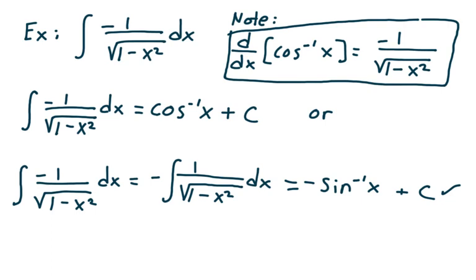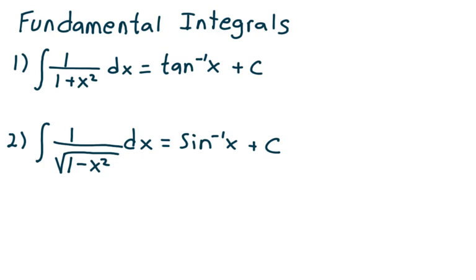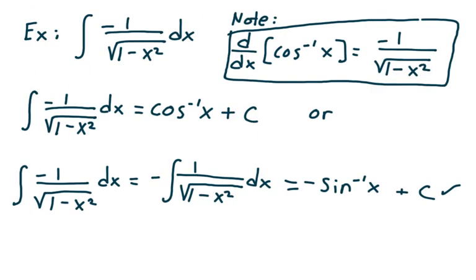Or if I have the integral of negative 1 over the square root of 1 minus x squared dx, I can pull the negative out. That is legal. And then I'm integrating 1 over the square root of 1 minus x squared dx. But if you go back to number 2, the integral of 1 over the square root of 1 minus x squared dx is arcsine x plus c. So over here, negative the integral of 1 over the square root of 1 minus x squared dx is negative arcsine x plus c. And those would be equivalent answers. Okay?